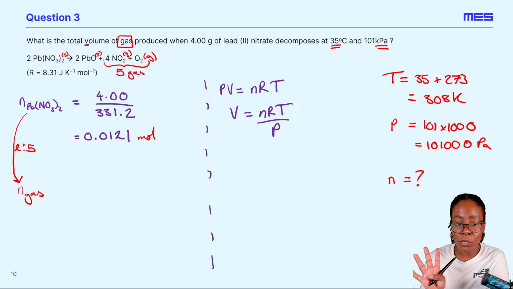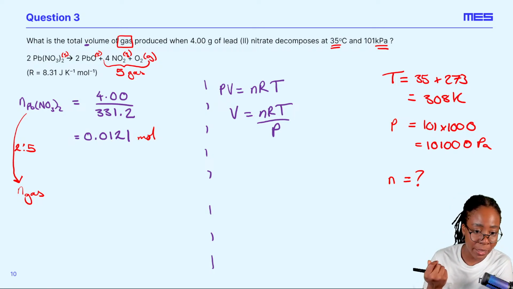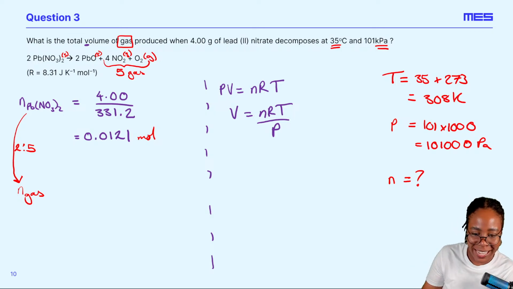This is my dramatic pause for if there are any questions. If they say gas in general, it's probably because there's more than one gas and we need to treat them together. Thank you, ads, fantastic.